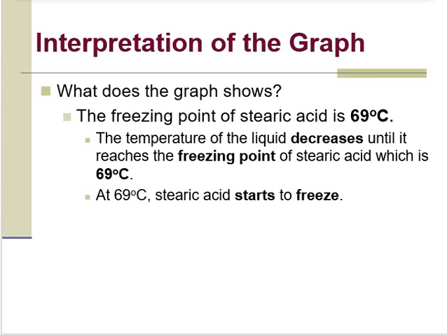So what does this graph show? This tells us that the freezing point of your stearic acid, which is exactly the same as the melting point, is 69 degrees Celsius. The temperature of the liquid decreases until it reaches the freezing point of your stearic acid, which is 69 degrees Celsius. And at 69 degrees Celsius, your stearic acid will start to freeze and change into a solid.